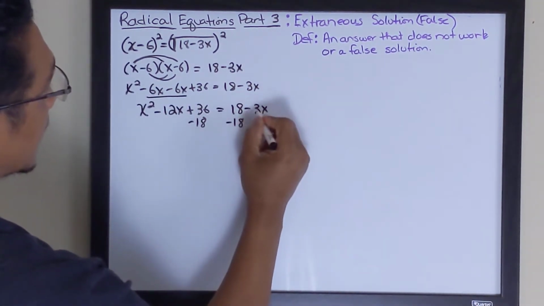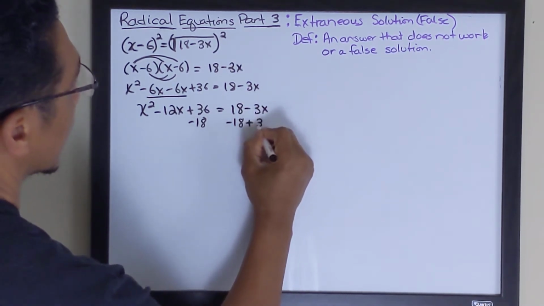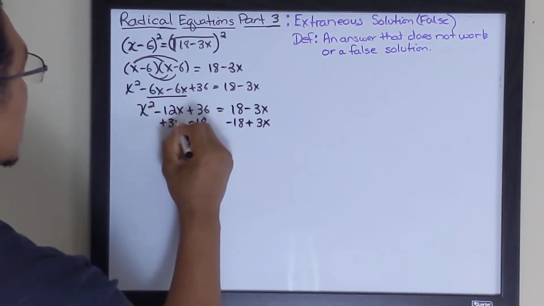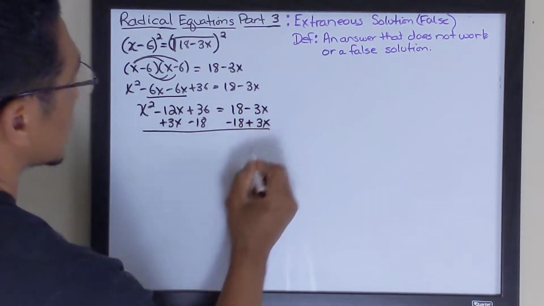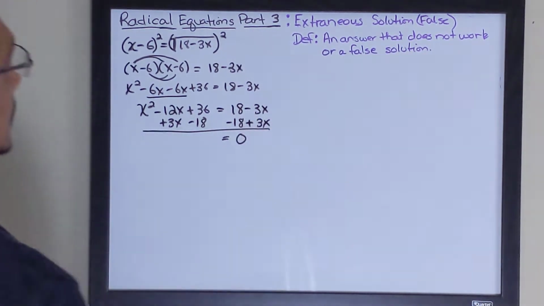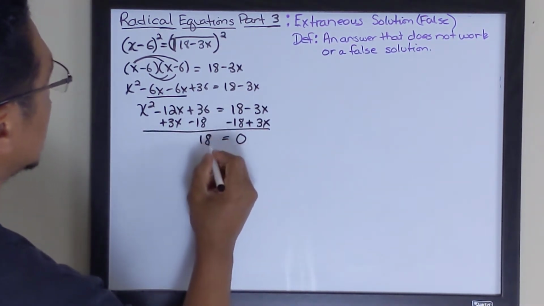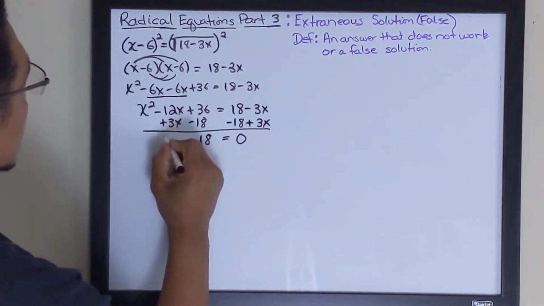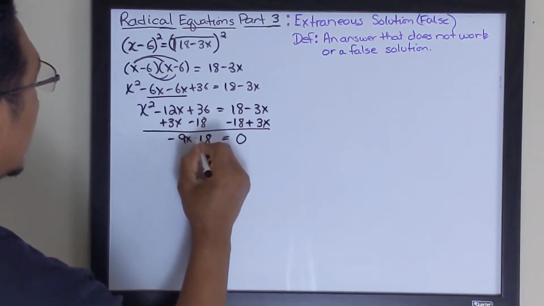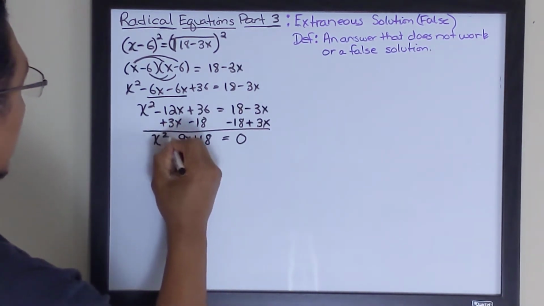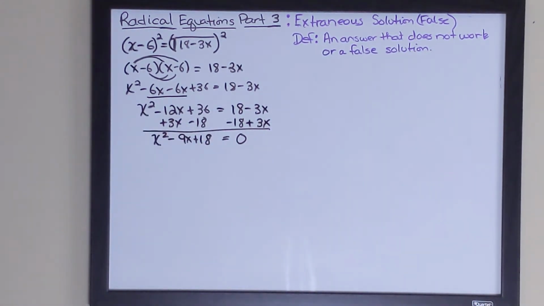And over here, since I've got a positive 3x, I'm going to add 3x, and I'm going to align it with the like term on this side also, so I'm going to say plus 3x on this side. So now, on my right hand side, I'm going to have a 0. And on this side, 36 minus 18 is just going to be 18. Negative 12x plus 3x is going to be negative 9x. That's a plus 18 because of positive. And we're going to have x squared here. So now we have a trinomial that is a quadratic, and to solve this problem we can either use the quadratic formula, or I prefer factoring.